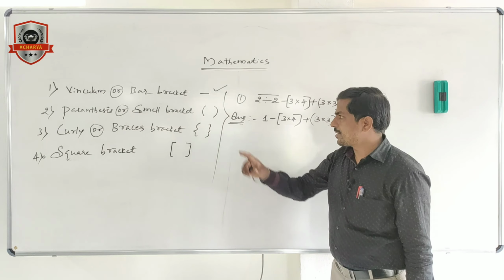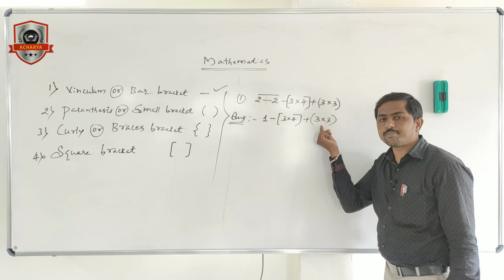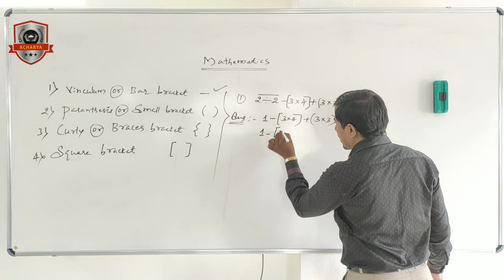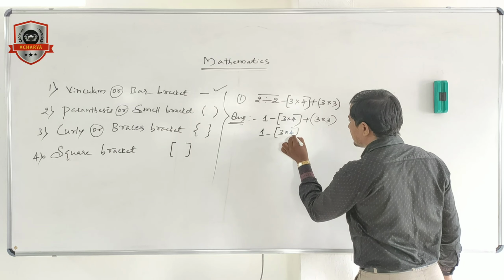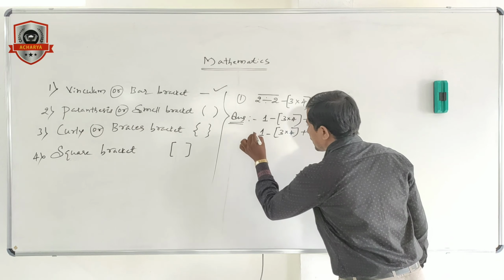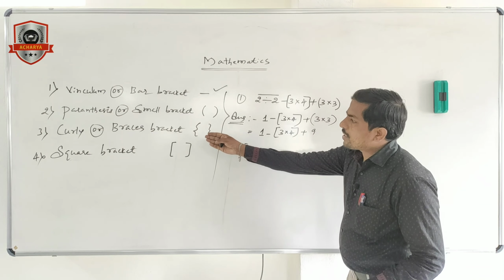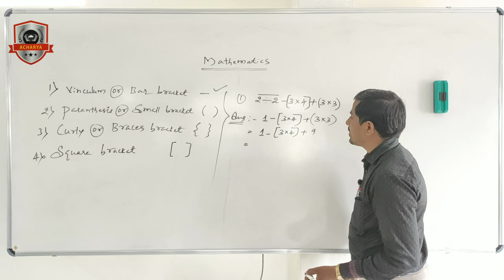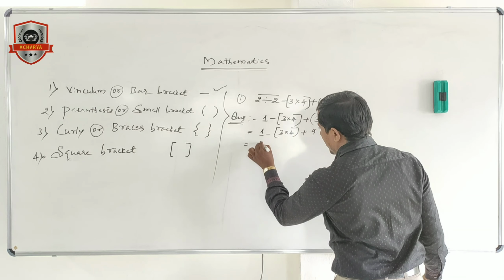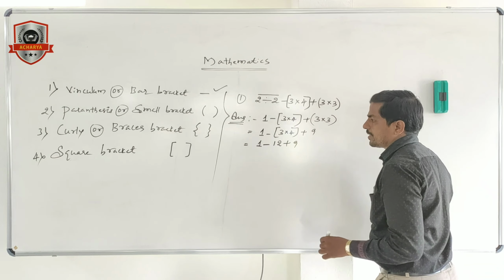Check the second one. Is it a small bracket? Yes. Then we can solve only the small bracket. The remaining as it is: 1 minus, in square bracket, 3 into 4 as it is, plus 3 threes are 9. Next, curly or braces. There is none in the problem. Then go next, square bracket: 1 as it is minus 3 fours are 12 plus 9.